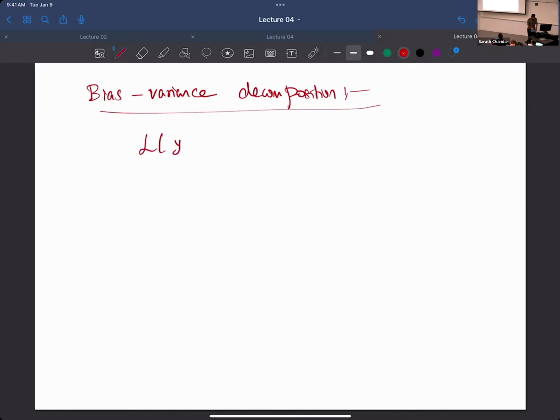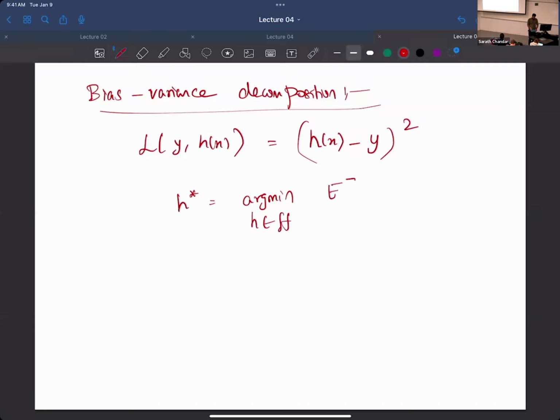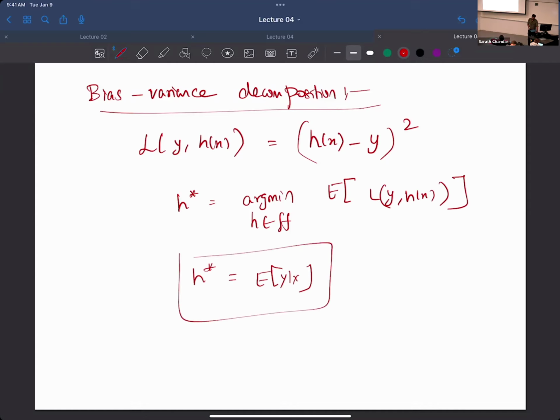Let's take the loss function, and I'm going to use L2 loss for the discussion. So it's h of x minus y the whole square, okay? And h star is given by arg min over h belonging to the model class, expected value of L of y given h of x, okay? And we already know that h star is E of y given x, right? So this is what we derived in the previous session.